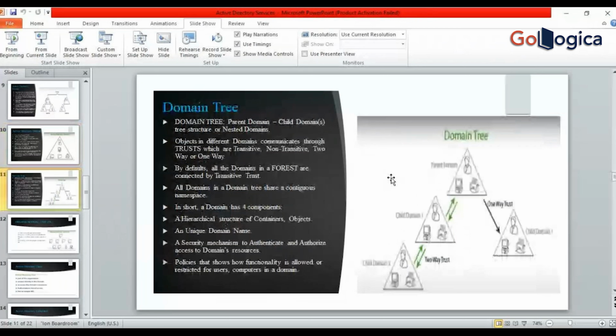Then the domain tree. Why do we call it a domain tree? Because a domain is connected with another domain, and that domain is connected with a child domain. So the exchange of information works like a parent-child relationship. A higher-level domain, the parent domain, gives the information to child domain 1, and child domain 1 gives the information to child domain 2. Then interchanging between A, B, C comes about that way.